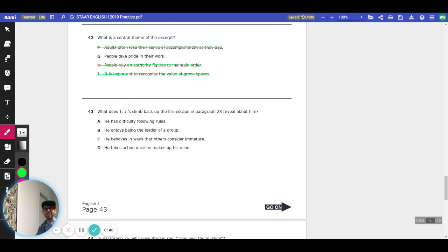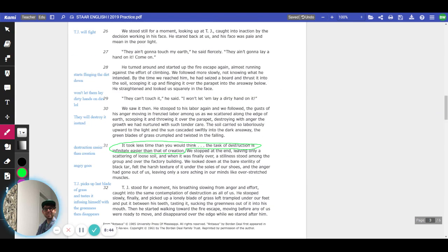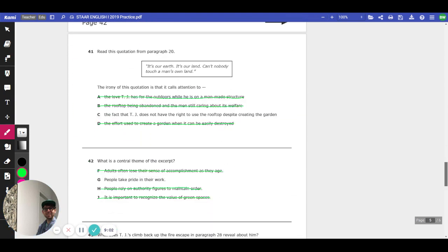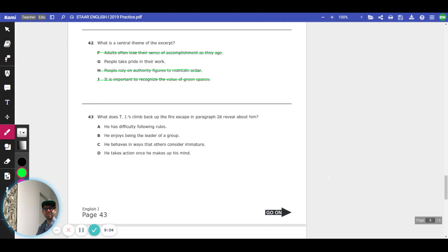What does TJ's climb back up the fire escape in paragraph 28 reveal? Well, if we go up here and we look, he turned around and started up the fire escape again, almost running against the effort of climbing. We followed slowly. So he's flying up the fire escape. They're following along slowly. This is right after he says, they ain't going to touch my earth. They ain't going to lay a hand on it. Come on. And so that's something we should look at in the answers.